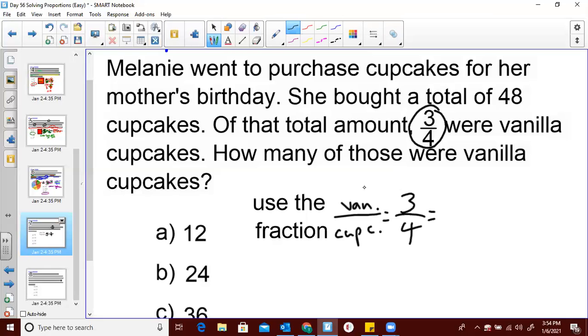All right, so let's read the question again. Went to purchase cupcakes for her mother's birthday, whatever. She bought a total of 48 cupcakes. So I'm thinking it's going to be 48 here, but I'm not sure yet. Let's keep reading. Of that total amount, there's total again. Okay, so now I'm feeling pretty good. 3/4 were vanilla cupcakes. How many of those were vanilla cupcakes? Well, here's my vanilla cupcakes, so I know that's right. So my variable is going to go in the numerator.